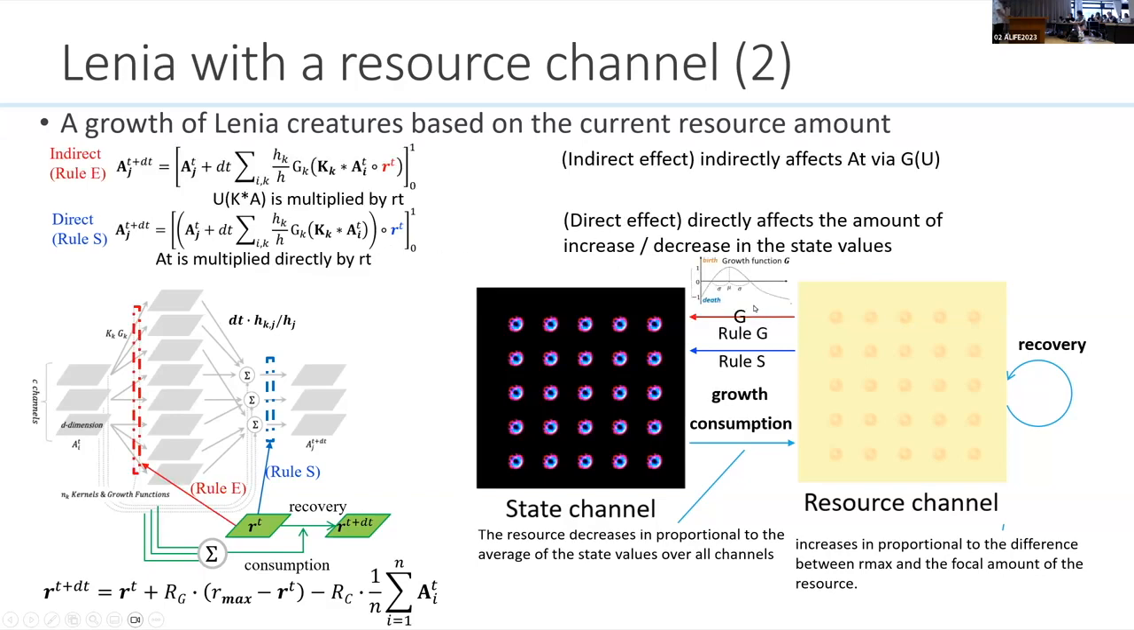The second one is the indirect effect. In this case, the RT is here, so the energy is multiplied by RT. So this is an indirect effect of the resource value on the state value via the growth function. I will explain how this difference affects the result.